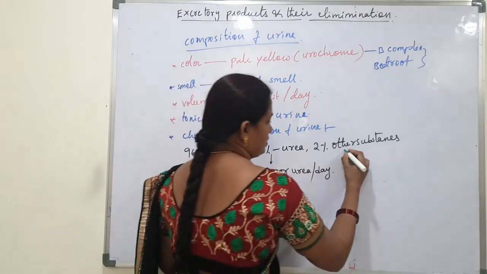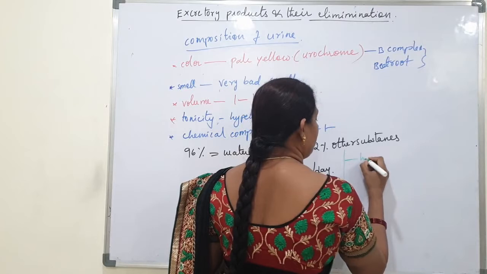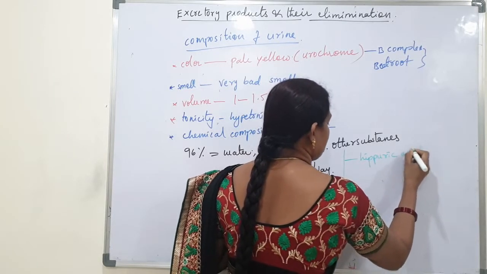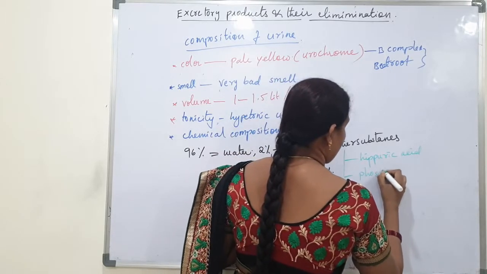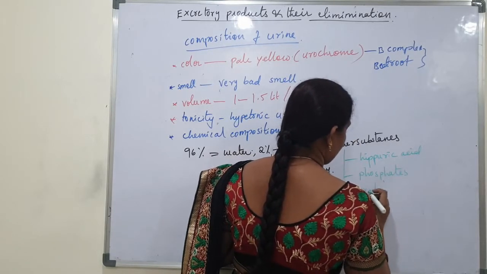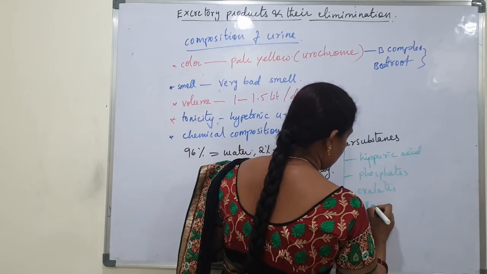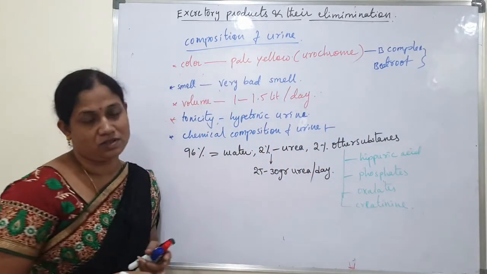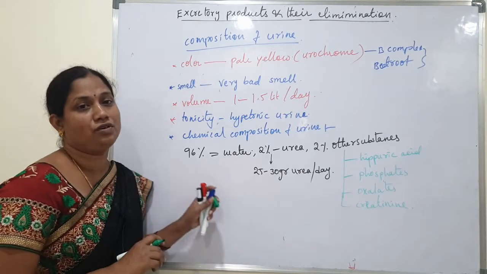Next, other substances. Different types of other substances are present: hippuric acid, phosphates, oxalates, and creatinine. These are the other substances present in the urine. So this is about the composition of urine.